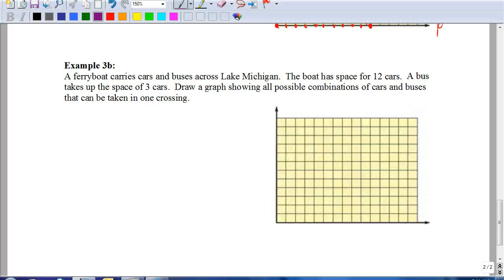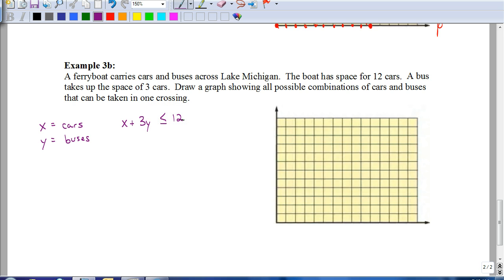So let's do this. Let's say X represents the number of cars. And let's say if we use Y to represent the number of buses, then our equation would be X plus 3Y, and the boat has space for exactly 12 cars, or 12 vehicles, I should say. So it's going to be less than or equal to 12.